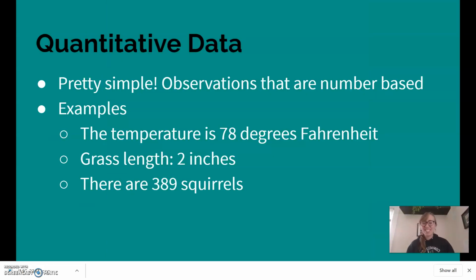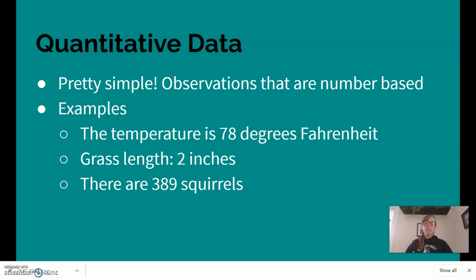Okay, quantitative data. So quantitative data is pretty easy to figure out which of your observations are quantitative. Quantitative means something to do with numbers. So your quantitative data is going to involve numbers in some way. So some examples that I have of that are the temperature is 78 degrees Fahrenheit. The grass length is 2 inches. There are 389 squirrels. Hopefully you're not at a site that has 389 squirrels. That would be too many.